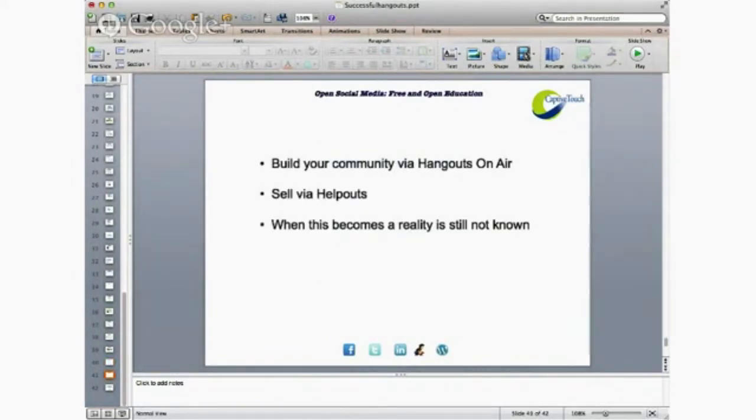So what is the lesson from this? Build your community via Hangout on Air, and sell via Helpouts if you're a service-based community, and probably in the future those who sell products will be able to use it too. So when this becomes a reality, it is still unknown.